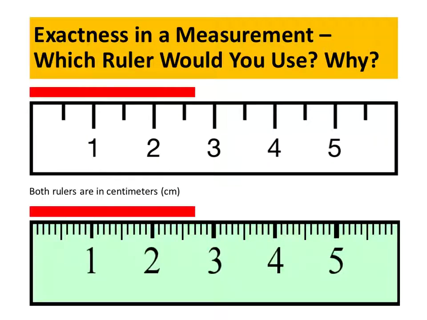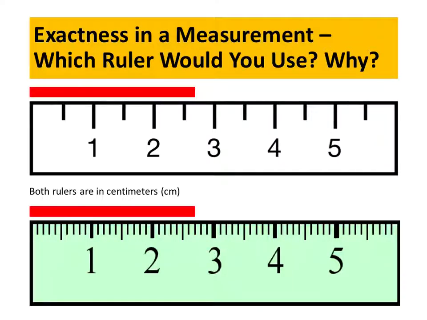Okay, so let's talk about exactness and what it is in a measurement. Look at these two rulers. Now the red line is the same length for both of the rulers. Which ruler would you use to measure that red line, and why? Both rulers are in centimeters, by the way.